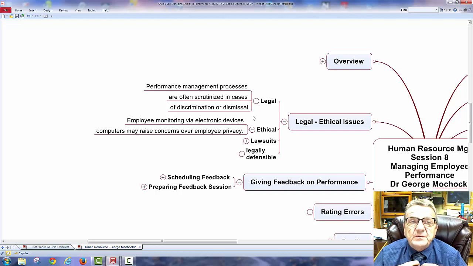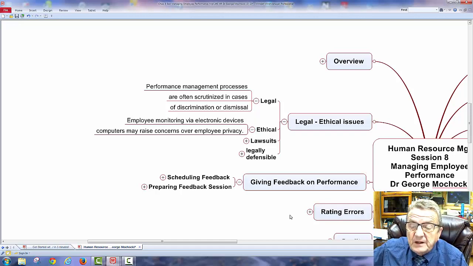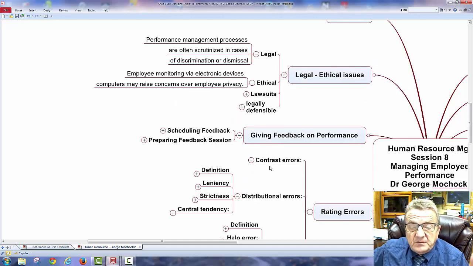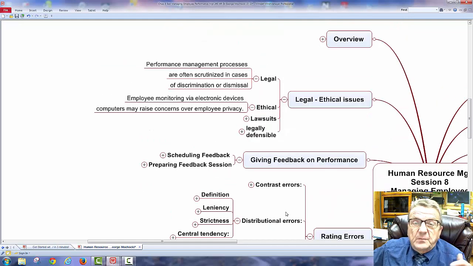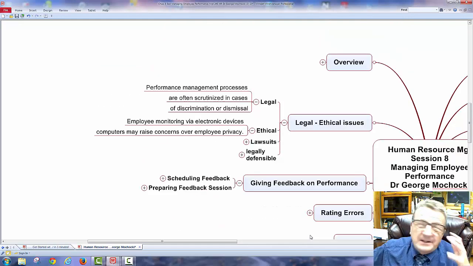I may be doing something, an unconscious bias, and not even realize it, because it could be one of these other things, these rating errors that we talked about, the contrast, distribution, the rater bias, or something else that I may not even know is happening.